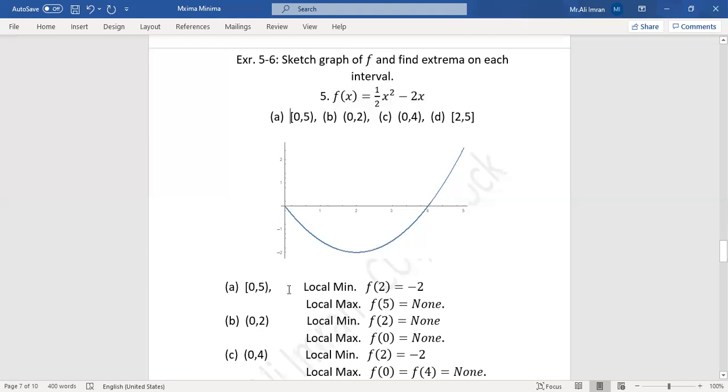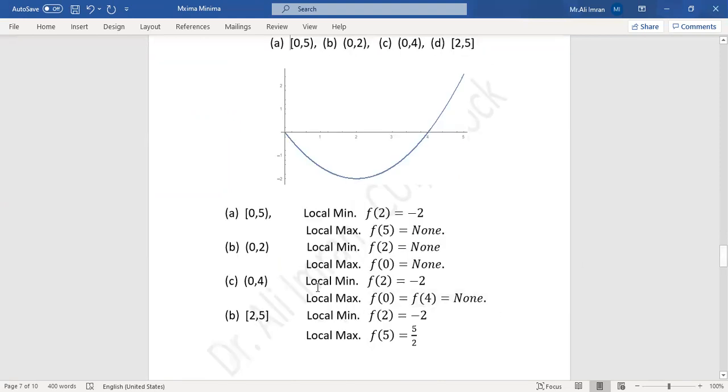Now interval 0 to 2. Now we look around the deepest point. This is the deepest point at x is equal to 2, but at this side the interval is open, so we cannot find the local minimum at that point. And if we look for the highest point in the interval 0 to 2, this is the highest point, but at this point the interval is also open, so we cannot find a local maximum at that point as well.